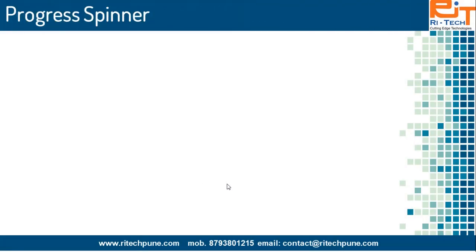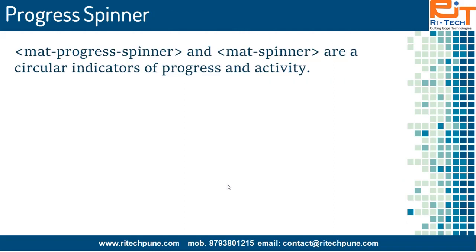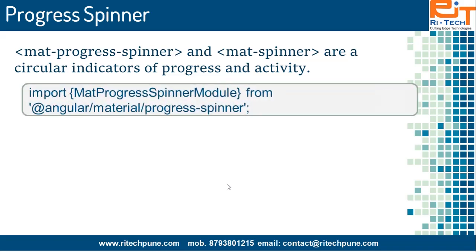Now what is basically a progress spinner? A progress spinner will show you a circular indicator regarding the progress of any activity or a process. Now, in case of Angular Material, we have two types of progress spinner. So we have the mat-progress-spinner directive, and we can use mat-spinner. So there are two directives that will help you to create the progress spinners.